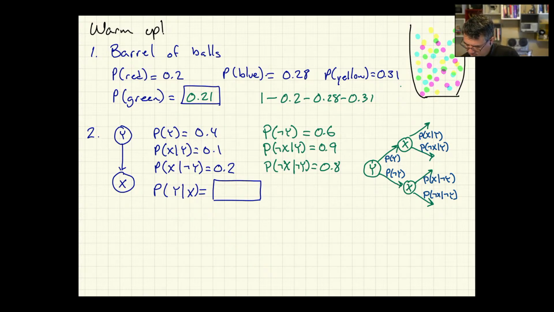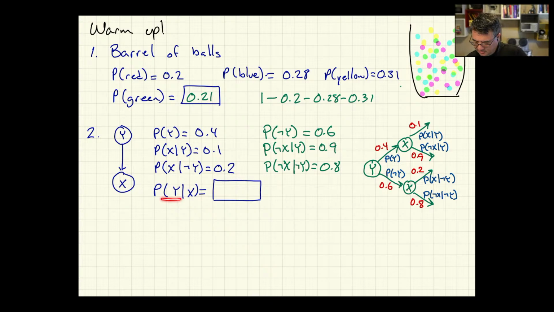We've got 0.4 and 0.6. Then we have 0.1 up here, 0.9 down below, 0.2, and 0.8. So those are the 6 numbers in our tree.